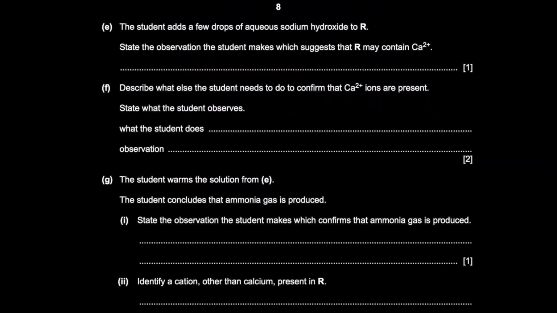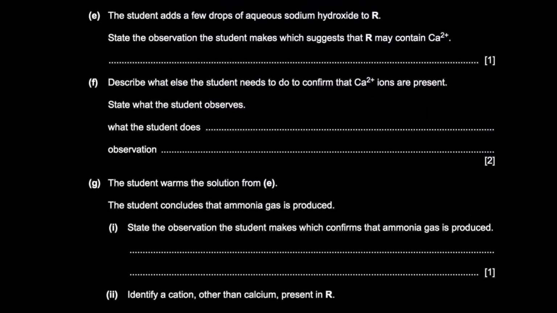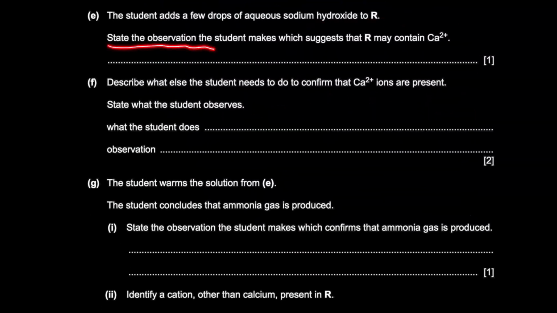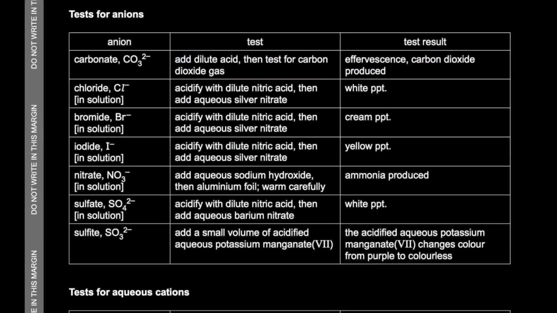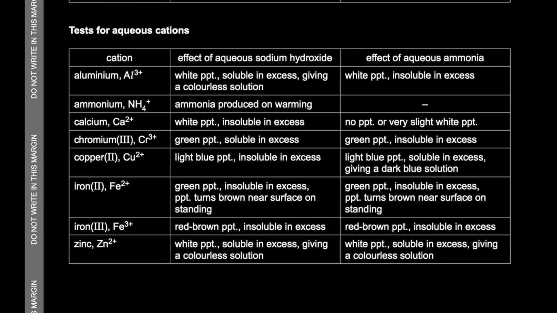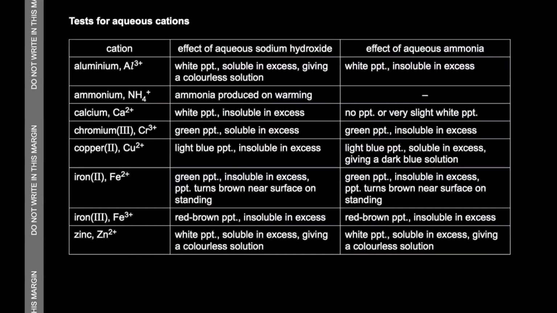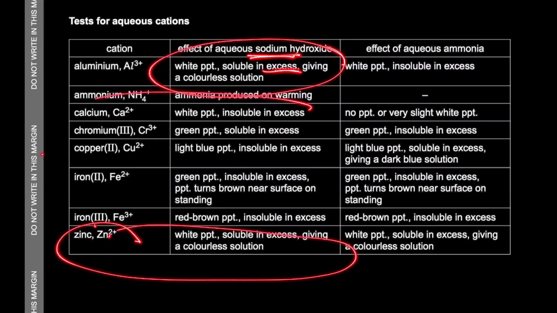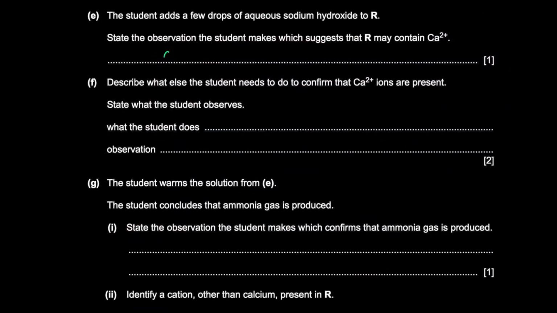The student adds a few drops of aqueous sodium hydroxide to R. State the observation the student makes which suggests that R may contain calcium ion. White precipitate. Again, there are 3 ions that form a white precipitate with sodium hydroxide: zinc, aluminum, and calcium. White precipitate with sodium hydroxide. So the observation is that you're going to see a white precipitate.